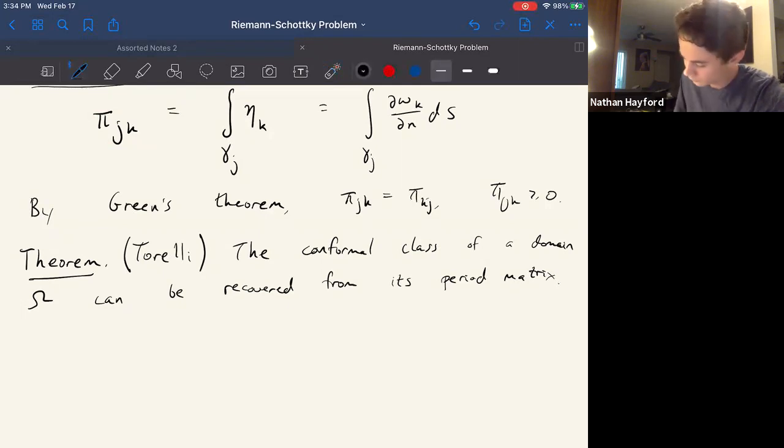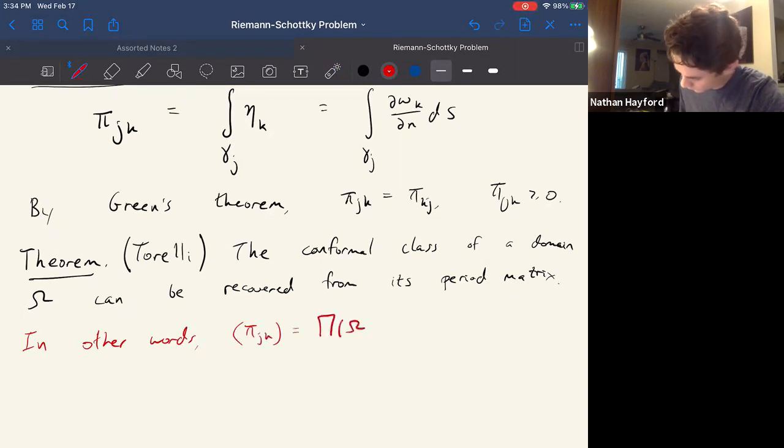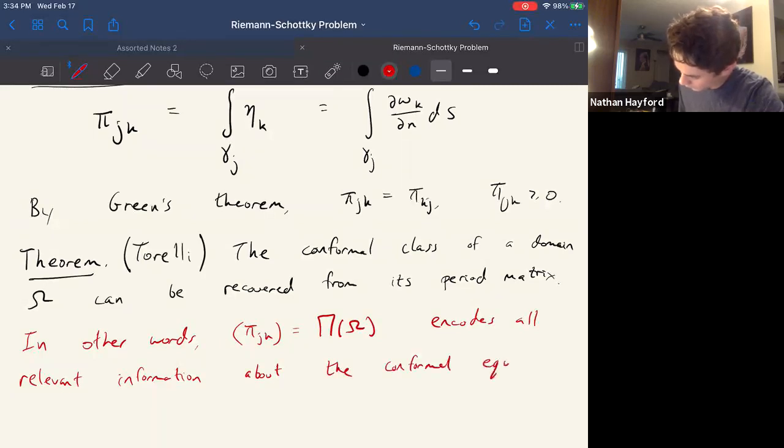So in human language, the period matrix, which we're going to denote by pi jk, or by pi of omega, encodes all relevant information about the conformal equivalence class of omega.